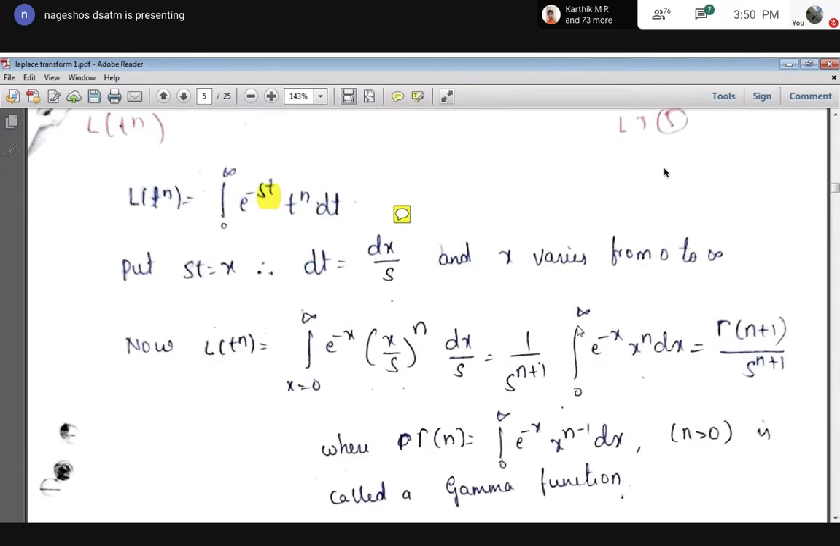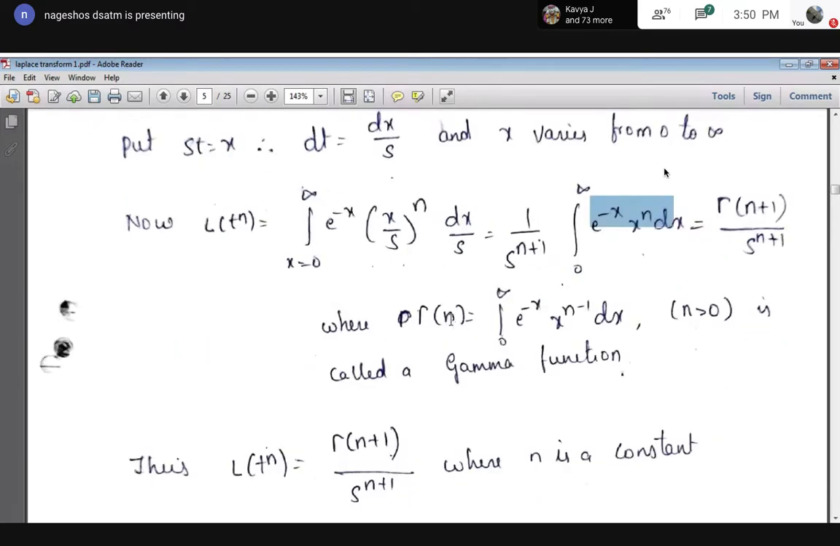This is a standard function called the gamma function. What is the actual formula? Gamma of n equals the integral from 0 to infinity of e power minus x, x power n minus 1 dx. That is called the gamma function. This one is studied in your second semester. The integration of e power minus x, x power n minus 1 dx is denoted by gamma of n.